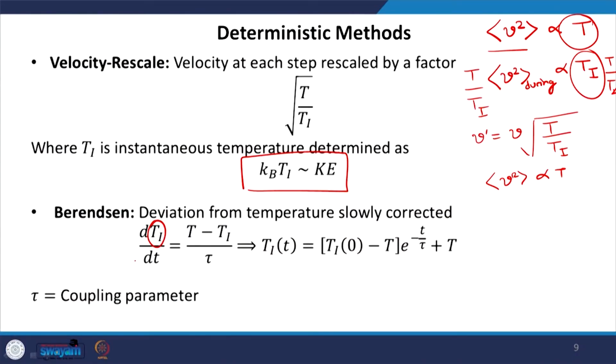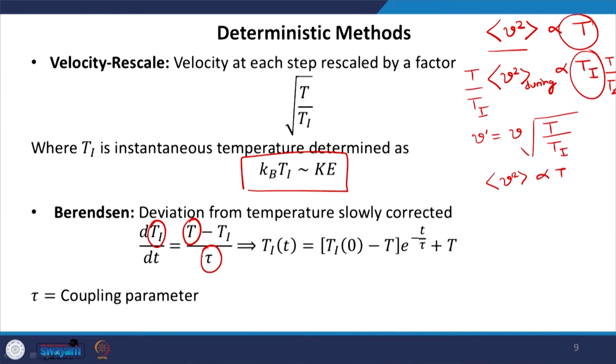The next method is the Berendsen method, wherein we again use the idea of instantaneous temperature Ti, and T as my target or controlling temperature. But now I correct for the deviation from T rather slowly using some kind of an exponential method. In the velocity rescale method, it is quite a drastic change because we rescale the velocity of all the particles. In this case, we do a somewhat slower change, and we keep a parameter tau that essentially controls how slow the change is going to be.